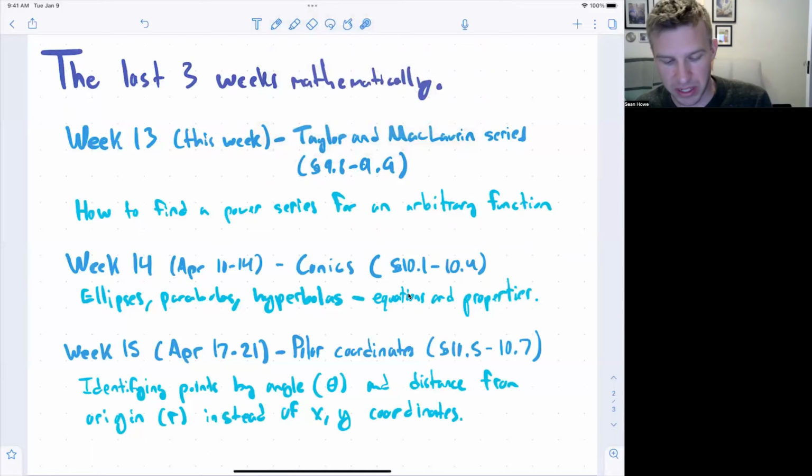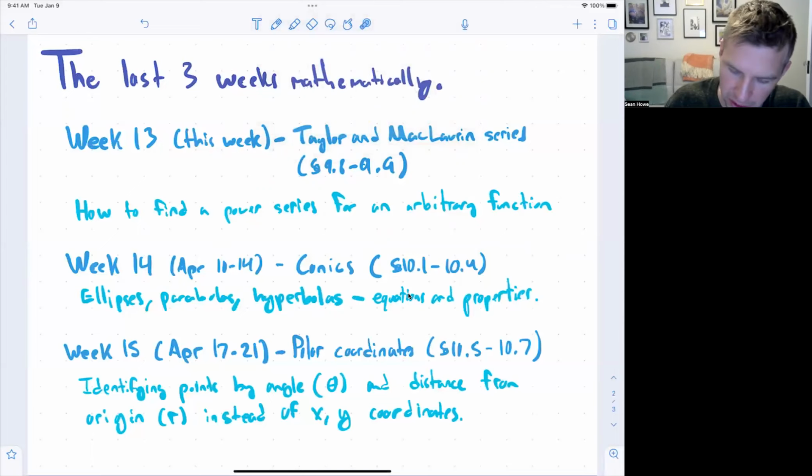Before exam 1, we'd spent a couple weeks talking about power series, convergence of power series, and how you express functions in terms of power series. This week, we're really going to cap that off with the theory of Taylor and Maclaurin series. So this is sections 9.8 and 9.9 in your textbook.